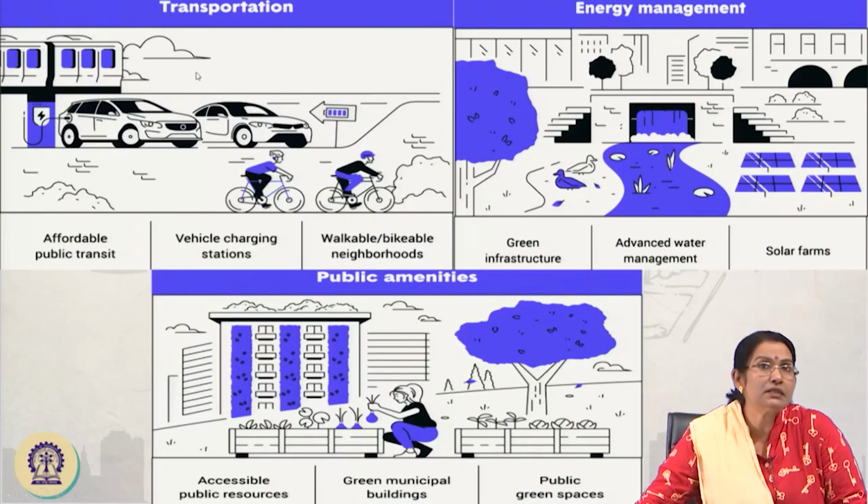Similarly, in urban cities transportation is a major factor. So, how can affordable public transit take place? Nowadays, in big cities, government or private sector buses go from one place to another. So, city transport buses are there.